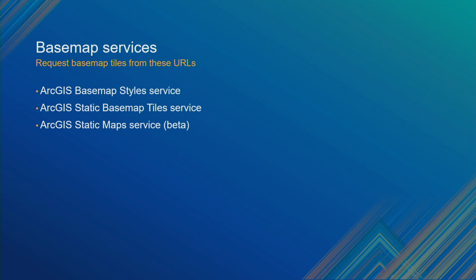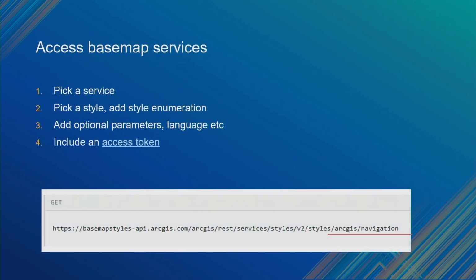As for how to access the services, it's kind of the same format for all three. You should pick the service you like. Typically, that's going to be the Basemap Style service. You should pick a style that you want to use. The way the service works is they have what's called style enumerations or style codes. This is a unique identifier associated with the style, and you add that into the URL of your service request. You can see in our GET request here to the Basemap Styles API, at the end of it, we include /ArcGIS/navigation. And that's telling the service that we're making a request to the ArcGIS navigation basemap.